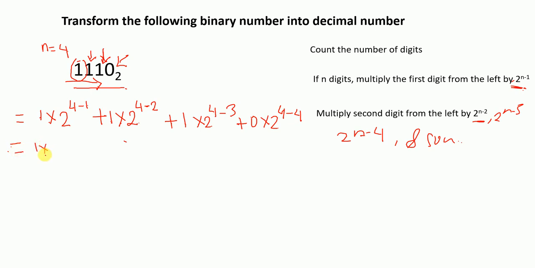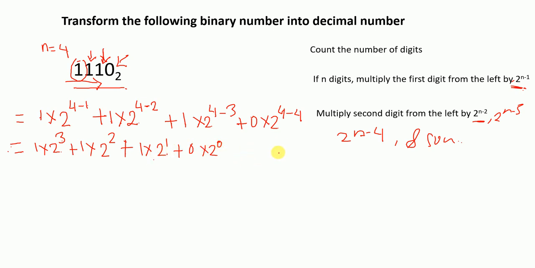So 1 times 2 to the power 4 minus 1, which is 3, plus 1 times 2 to the power 4 minus 2, which is 2, plus 1 times 2 to the power 4 minus 3, which is 2 to the power 1, plus 0 times 2 to the power 4 minus 4, which is 0, so 0 times 2 to the power 0. Okay, so this is what we have.